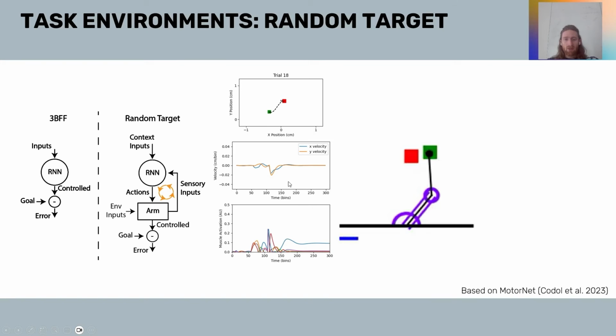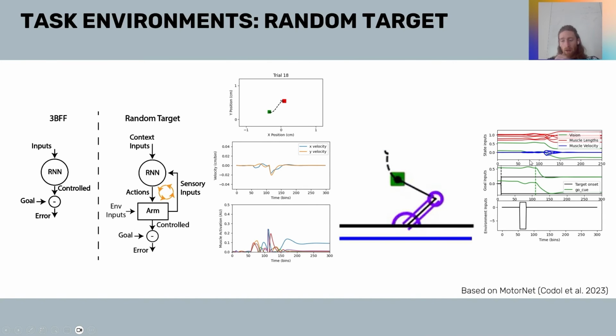And these are the sorts of data that this model produces. You can see that the hand moves to the target. It produces interesting looking muscle activity to do so. And these are just the inputs that are coming into the model from these 3 sources that I talked about.